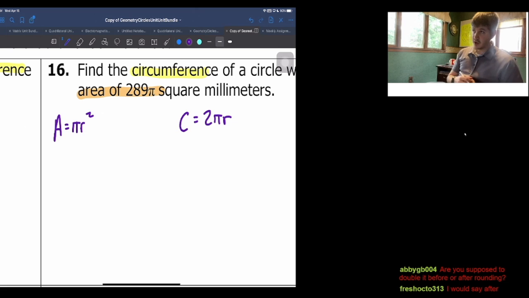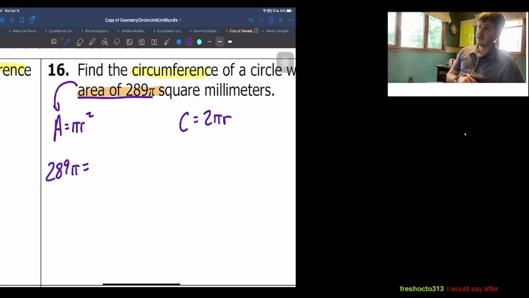You need to find the radius. That's kind of the most important thing with these problems. When you know the radius, you can find out everything. So we're just plugging in. A is 289 pi because that's the area, so that gets substituted in right there. We're going to set that equal to pi r squared. You have pi's on both sides of the equation, which is great. You can divide both sides by pi. Again, same thing, the benefits of having things in terms of pi.